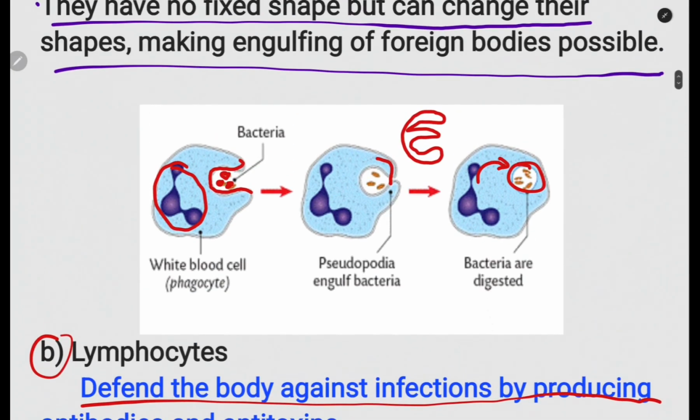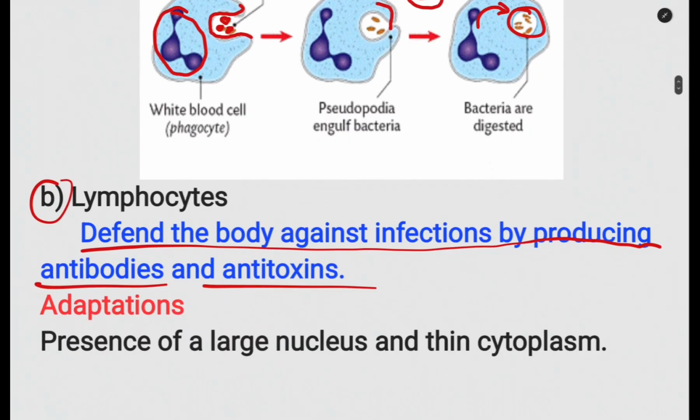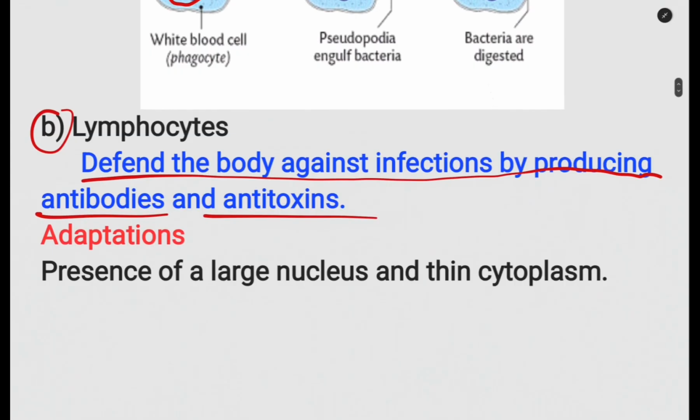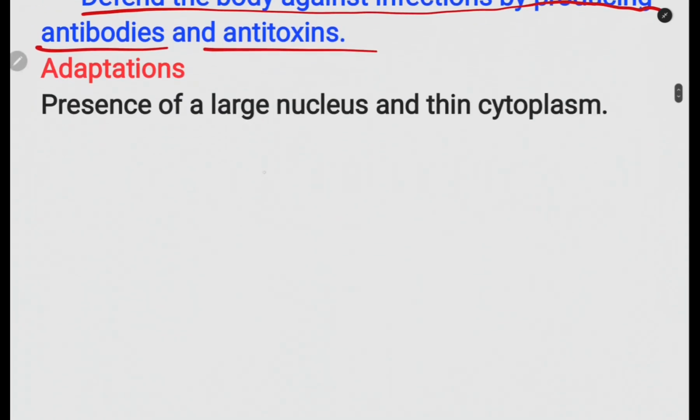So phagocytes engulf, but lymphocytes defend the body against infection by producing antibodies and antitoxins. Now, what are the adaptations? The presence of a large nucleus and thin cytoplasm. So the lymphocyte is like this.